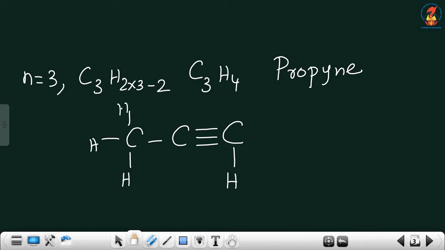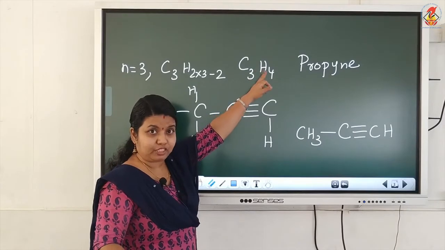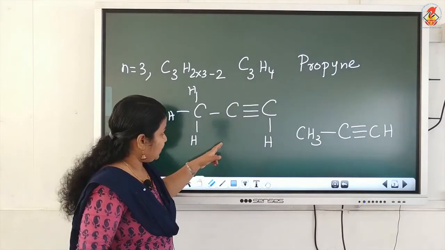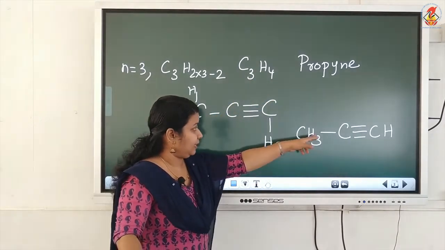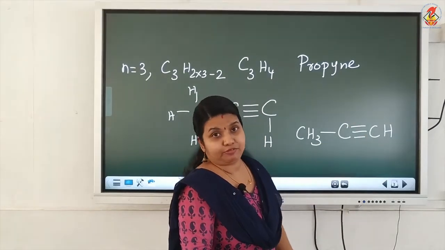So, what is the formula? CH3 single bond C. There is no hydrogen on the middle carbon. Triple bond CH. Okay, so this is propyne C3H4. I hope you understood. This is the molecular form. C3H4 is the molecular formula. This one is the structural formula, and CH3 single bond C triple bond CH is the condensed formula.